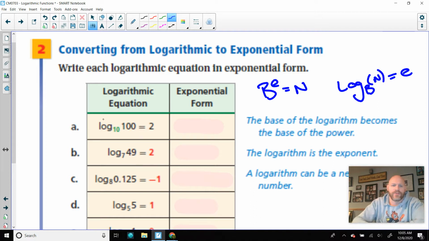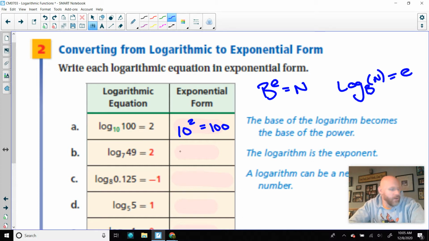So this time, if we're starting with the log, we'll use that Ben rule. Our base is 10. The exponent is on the other side of the equal sign, so that's going to be a 2. And the number goes over here. So it's BEN: base, exponent, number, right? My number is 100. The exponent is 2. The base is 10. And it makes sense because 10 squared is 100.